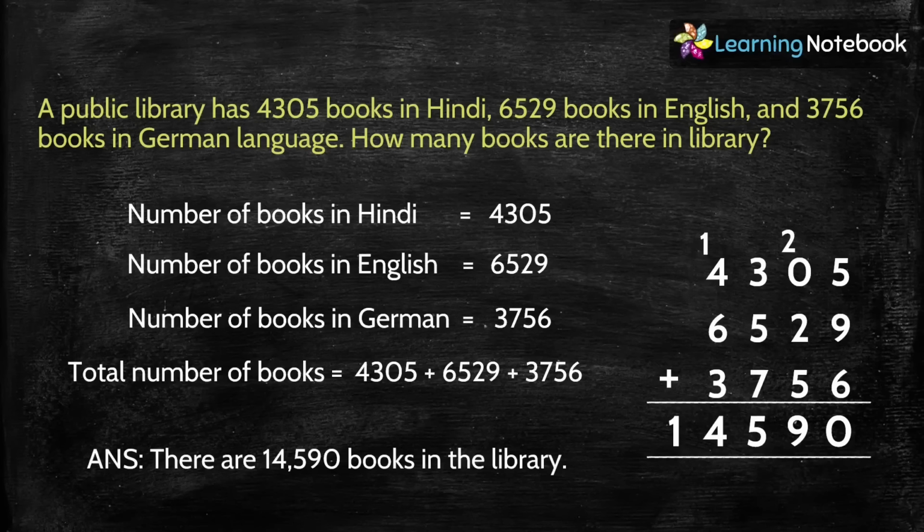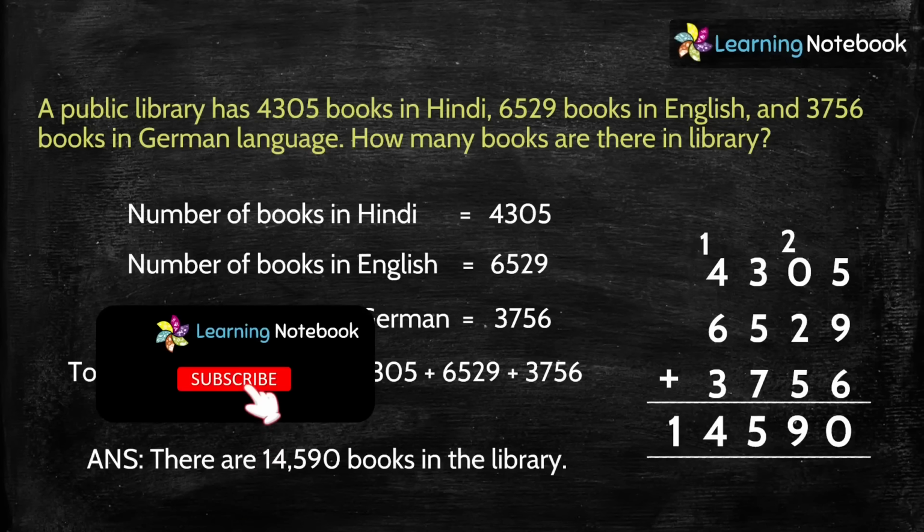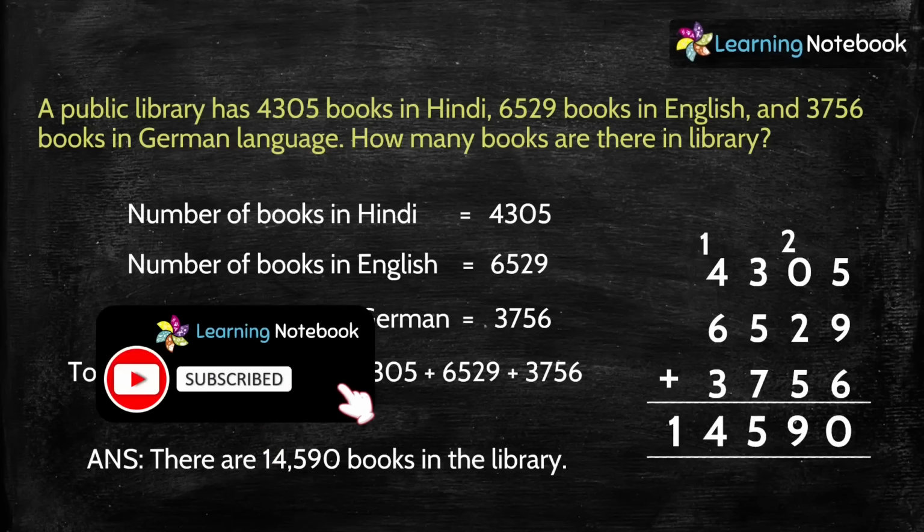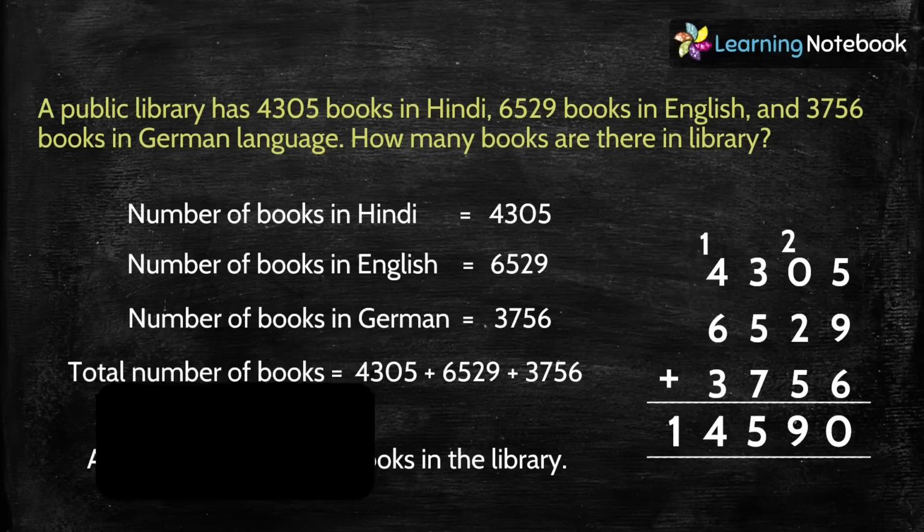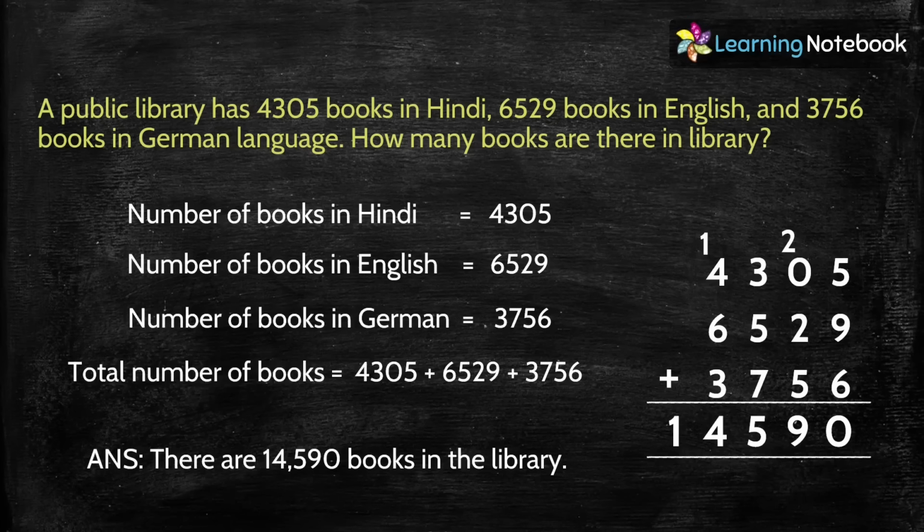So answer is 14590. Students, do not forget to write answer statements in the word problems. The answer statement is there are 14,590 books in the library.